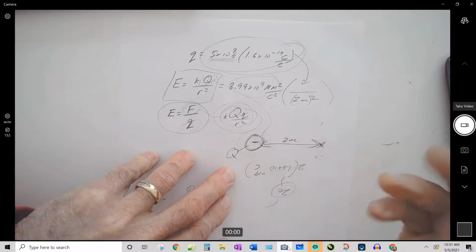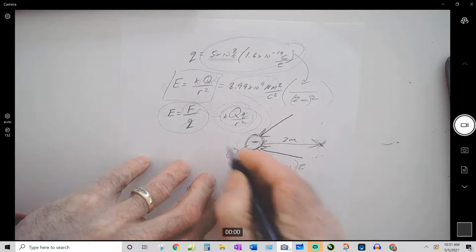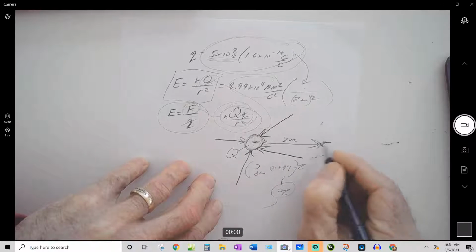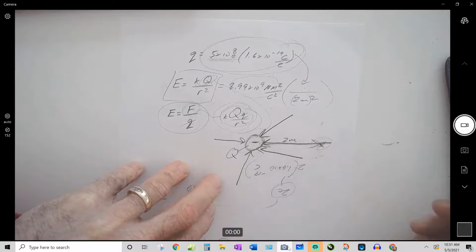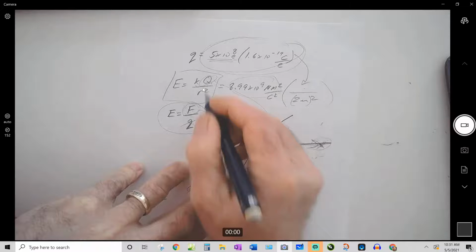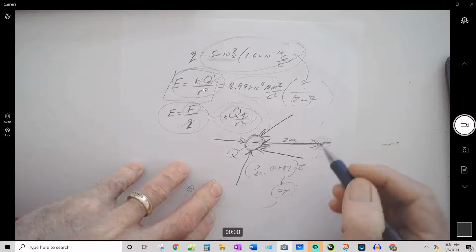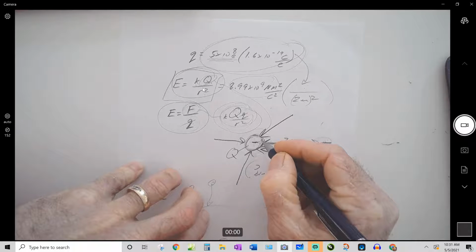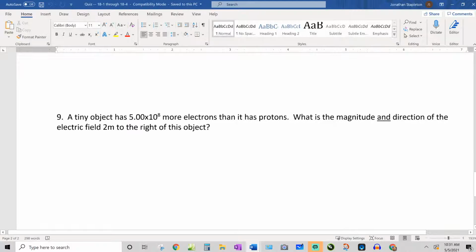And if I were to draw the field lines around this negative charge, remember that they go towards a negative charge like this, and that means if something is over to the right of it, the electric field is going to be that way. So I can calculate the electric field using this formula, and in terms of direction, the electric field is going to be toward the charged object. If this were a positive object, the direction of the electric field would be away from the charged object. And since it says it's 2 meters to the right, toward the charged object would be to the left.